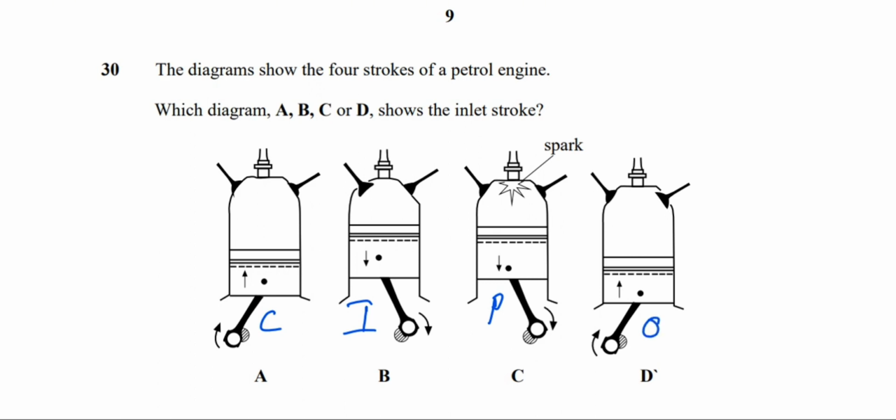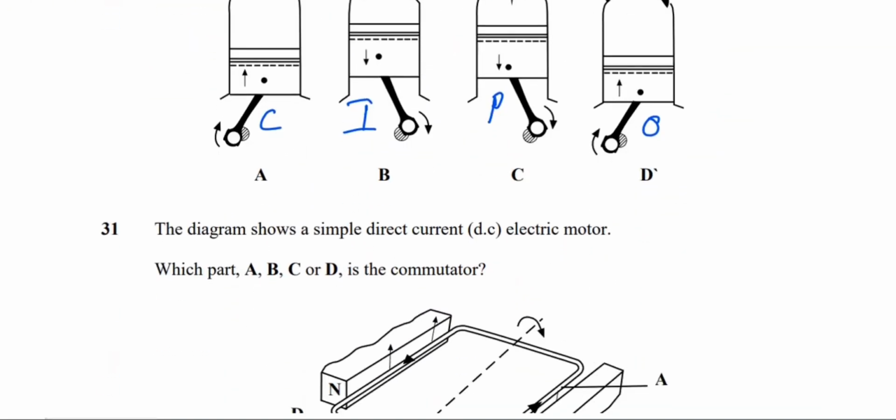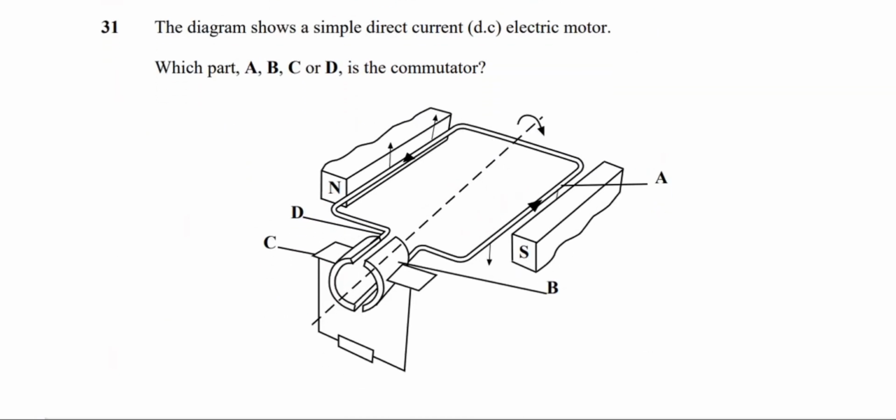And this one, D, is the outlet, because the inlet is closed, the outlet is open, and the piston is moving out to push out exhaust fumes.